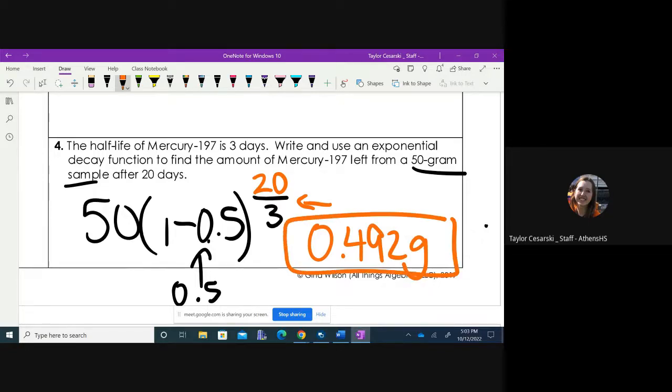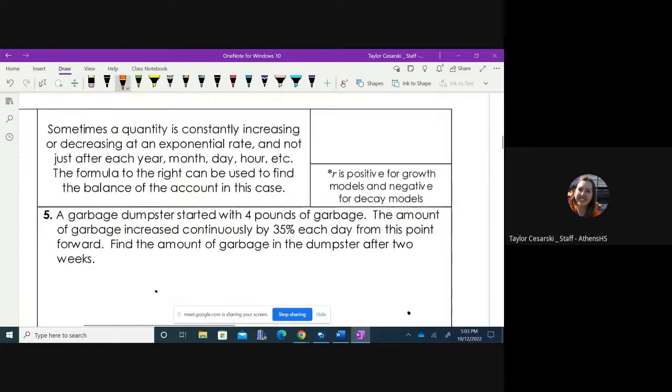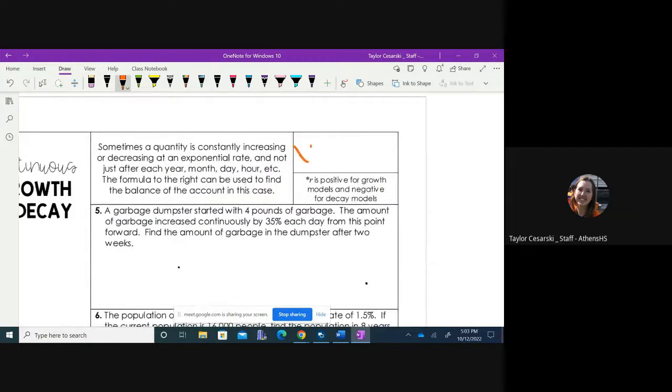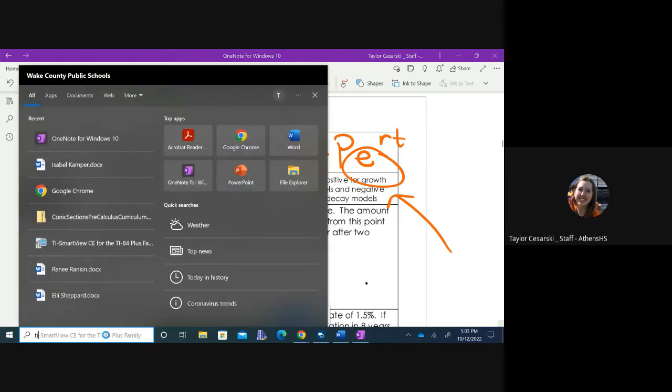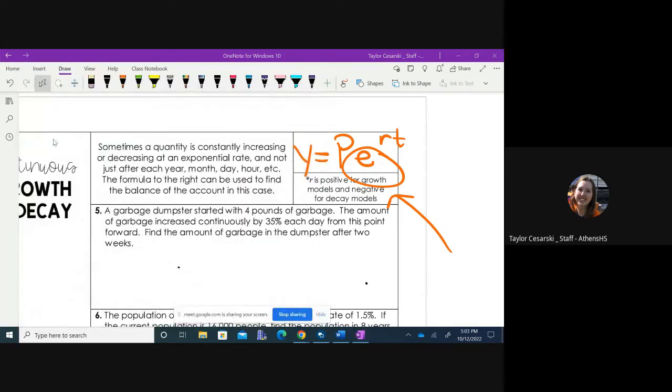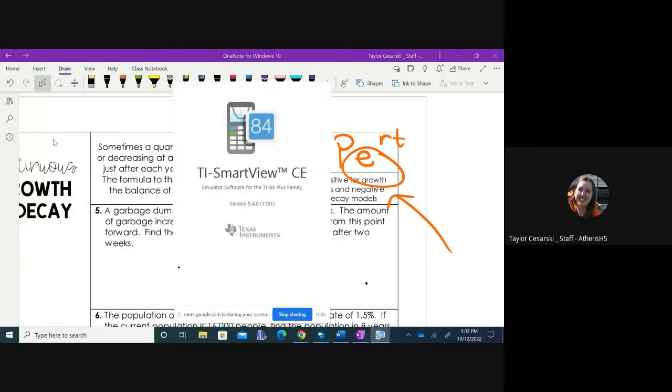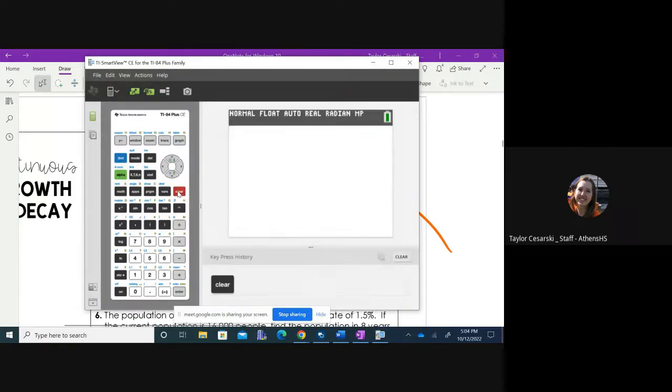All right, going to the next page, we have something called continuous growth and decay. This may be new. My formula for this is called Pert, P e to the rt, where r and t are in the exponent. P is the initial value. e is actually an irrational number, okay? It's just like pi. You can get to it on your calculator by hitting second divide, and that will bring you to e. You can see when my calculator loads up that if I hit second divide, that's e, and it's about 2.718. Okay. All right. So that is that.